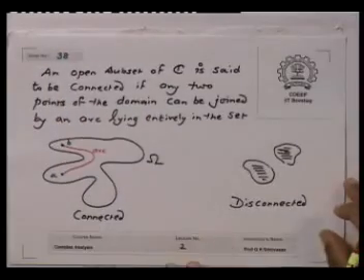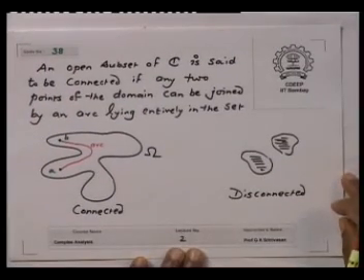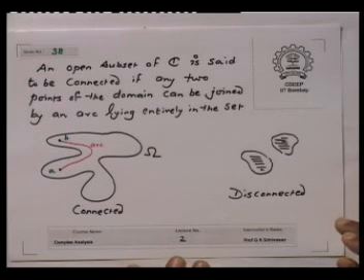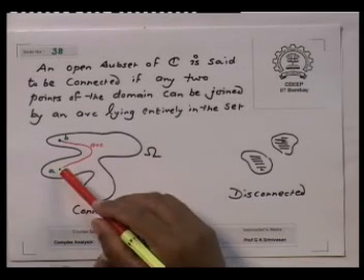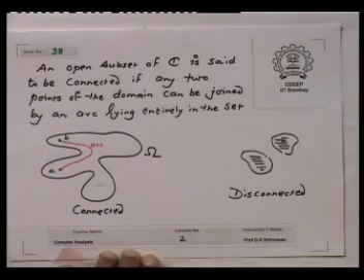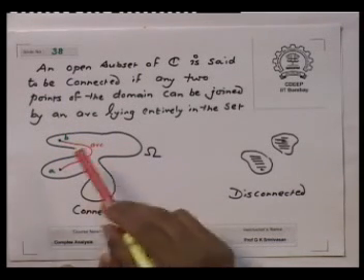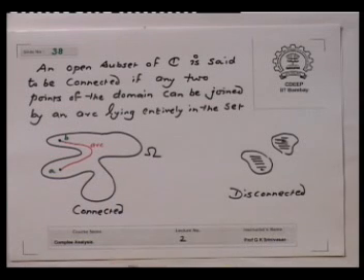Now another thing that we discussed in the differential equations course, but I will recapitulate here. Before that, an open subset of C is said to be connected if any two points A and B can be joined by an arc lying entirely in omega. This is not really the definition of connectedness, this is a definition of path connectedness, but for an open set it is a fact that connectedness and path connectedness are one and the same concept.